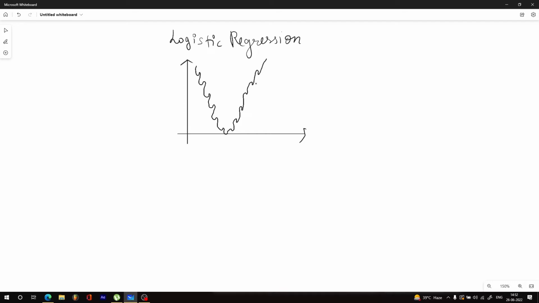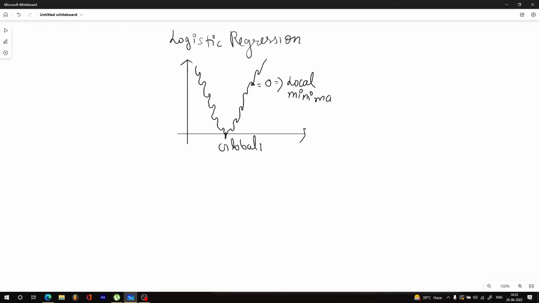Now what is this value here? This is nothing but 0, and we call it our local minima, and this is our global minima.